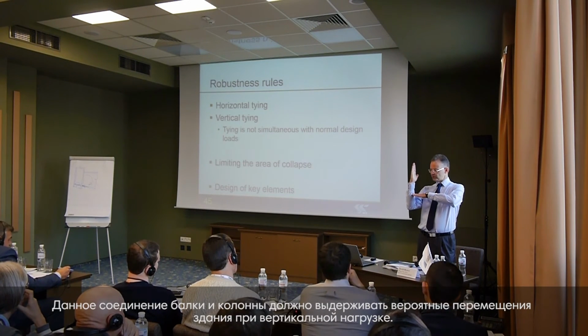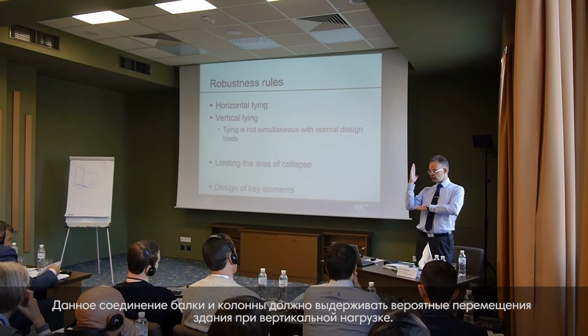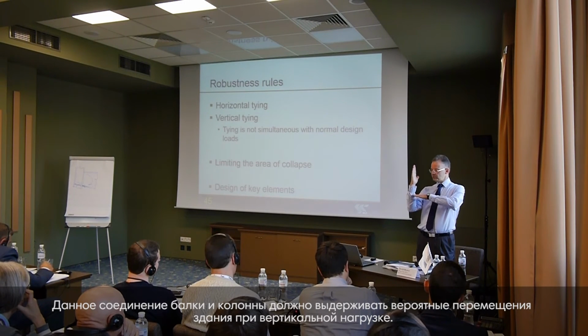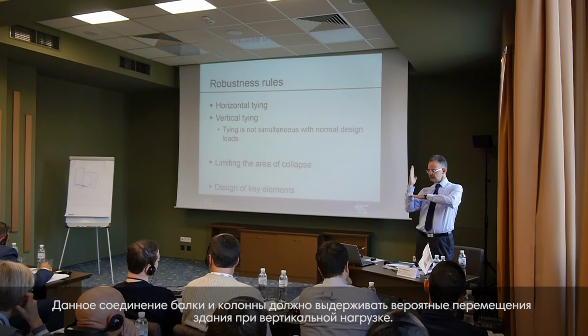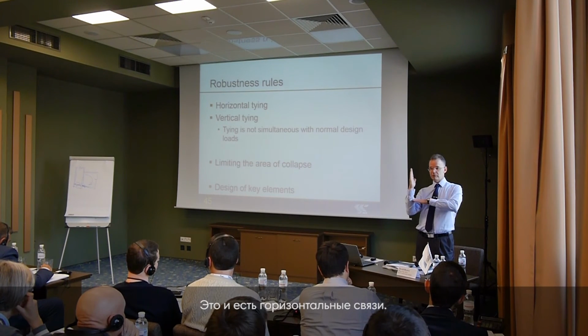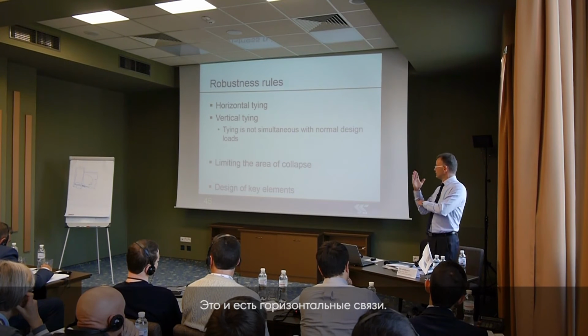So for example, as well as sustaining a vertical shear load, we would be ensuring that the connection can resist a tension in the beam. So that would be horizontal tying.